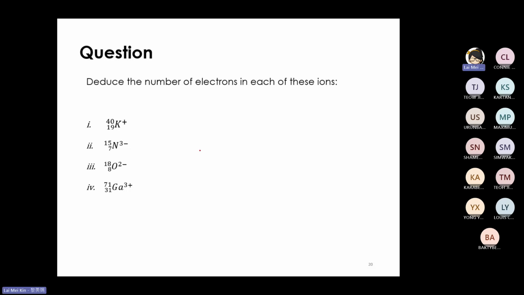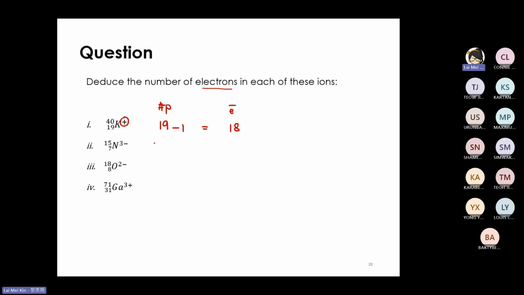Okay, so number of electrons. Before you determine the number of electrons, you must first write down the number of protons. So this one, protons, 19. And then what happened? -1, remove 1 electron. So you will get electrons 18.